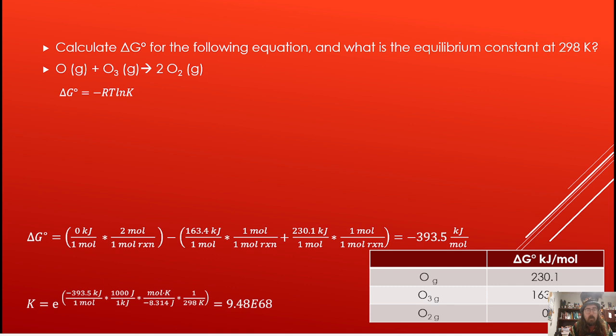We have learned the idea of entropy. We were able to calculate entropy of the universe. We learned about Gibbs Free Energy, and how Gibbs Free Energy depends on temperature. And then we learned the idea of standard versus non-standard and how to directly relate Gibbs Free Energy to the equilibrium constant K.